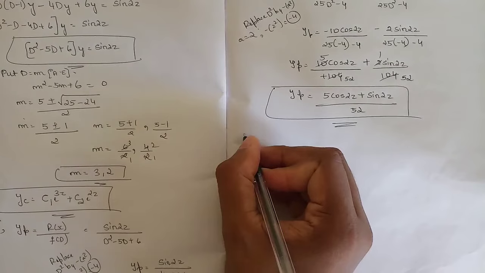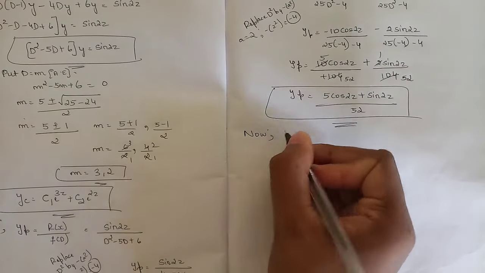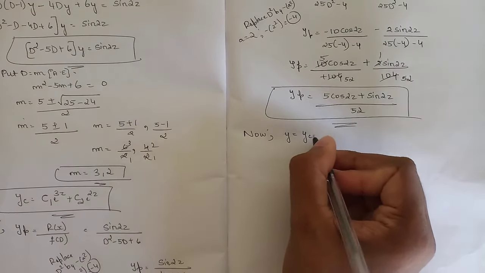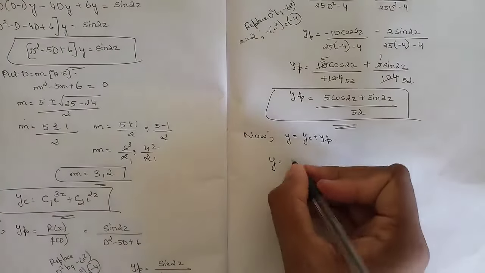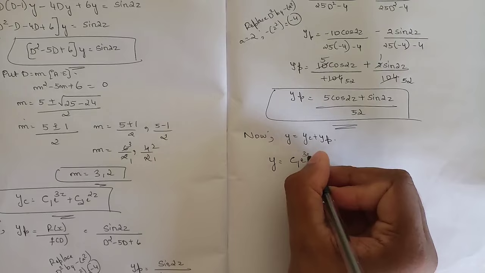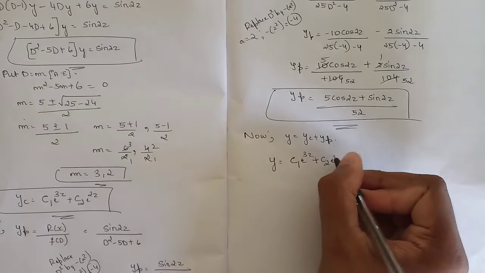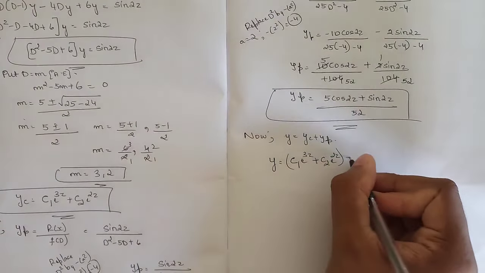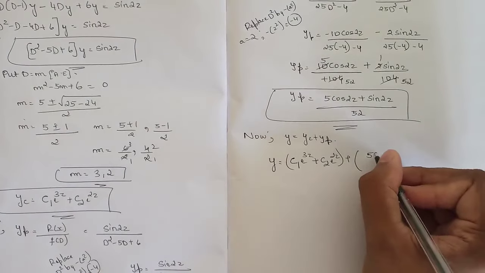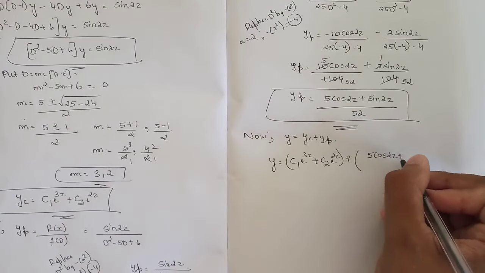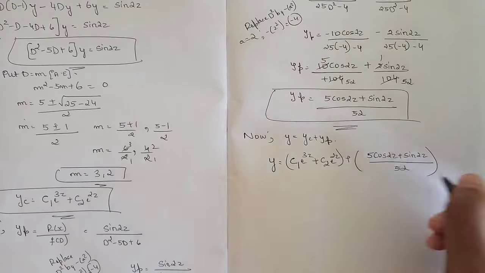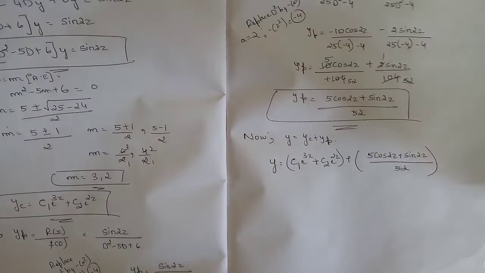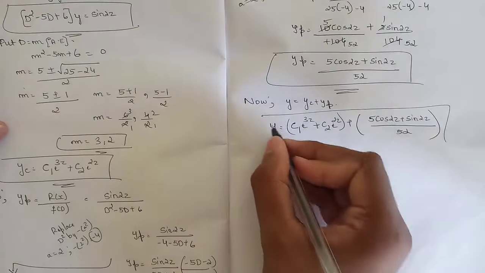So now write y equal to yc plus yp. We get y as, yc we got as c1 e to the power 3z plus c2 e to the power 2z. yp we got as (5 cos 2z plus sin 2z) by 52. Right? Yeah, so this is your y.